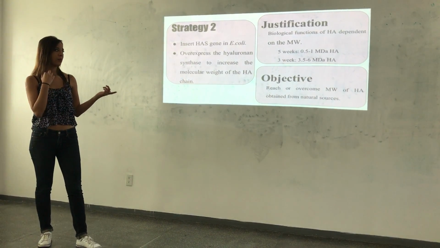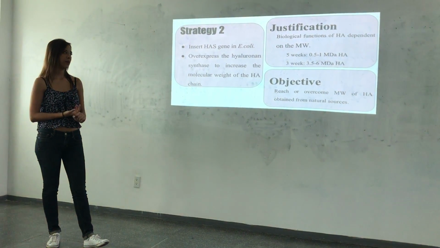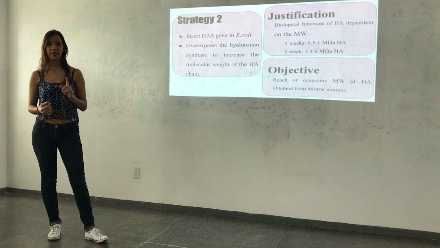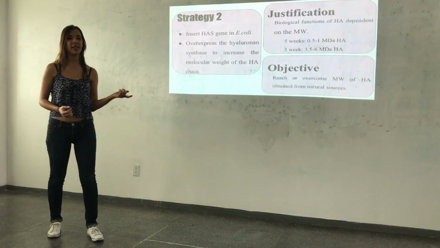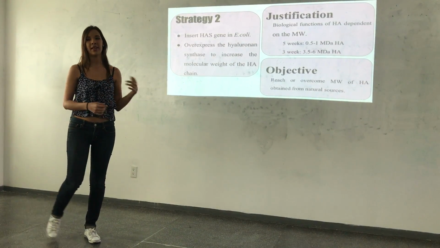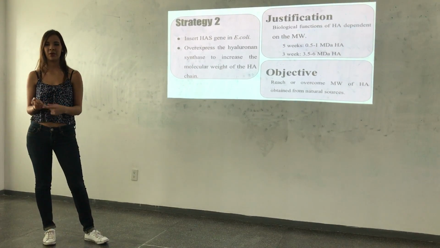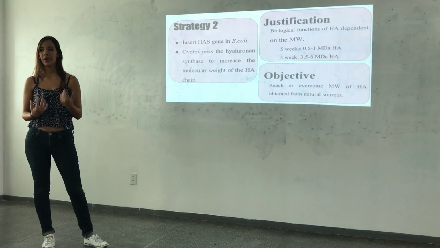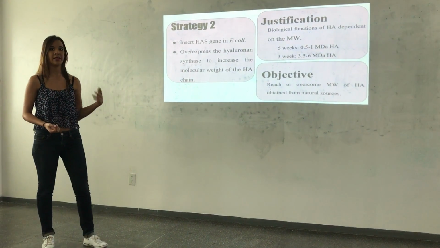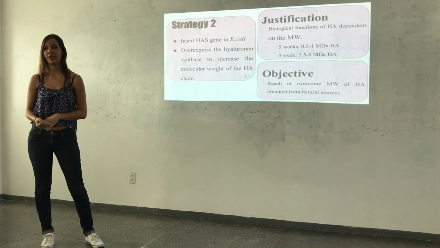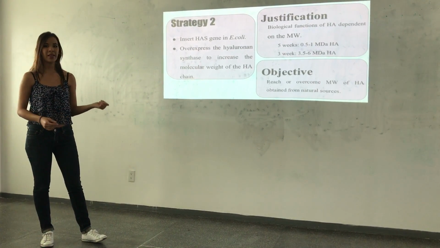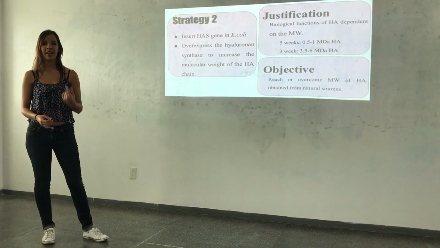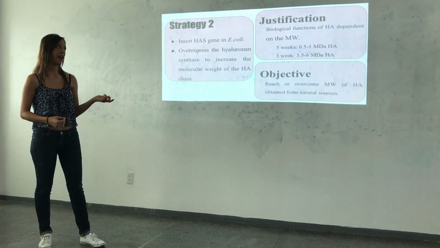The objective is to reach and overcome the molecular weight of hyaluronic acid. It's also important because if you obtain hyaluronic acid from natural resources, as we said, the umbilical cords or the rooster combs, you have a high molecular weight. But if you obtain it by fermentation in Streptococcus, you will have a lower molecular weight. So this way, we can overproduce hyaluronic acid in E. coli and also have the advantage of a higher molecular weight.